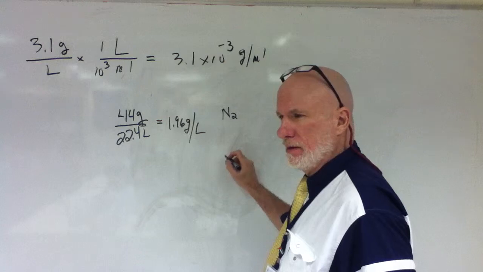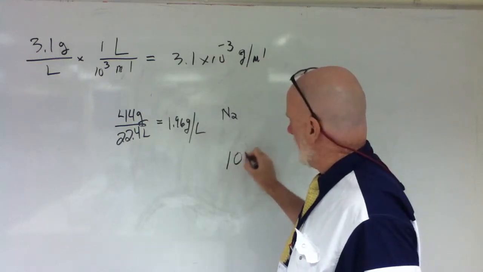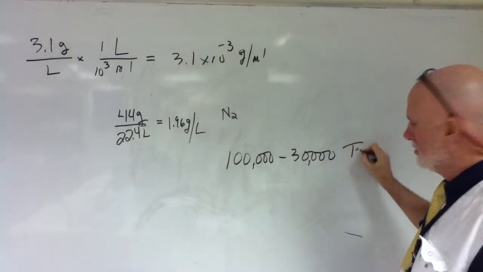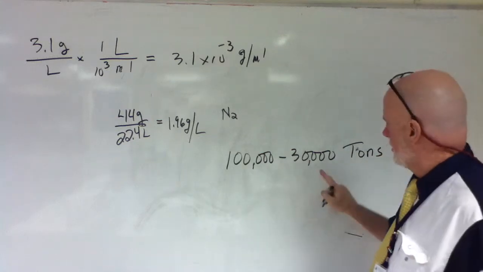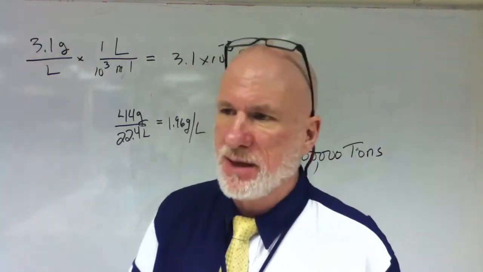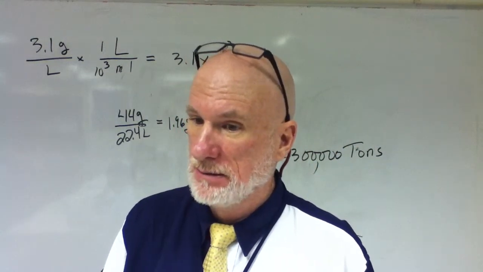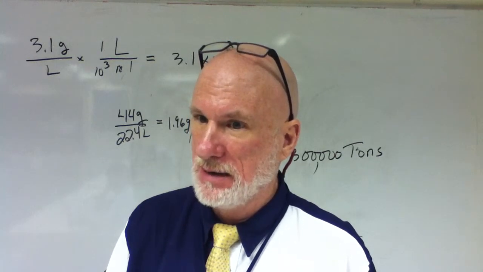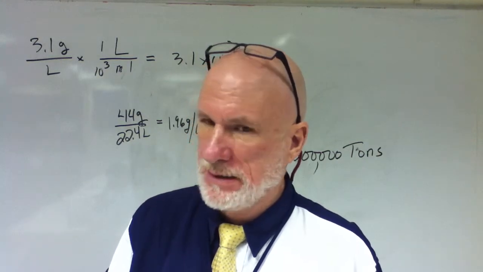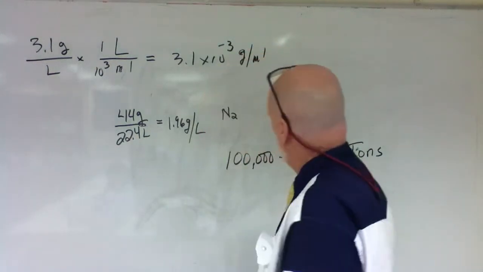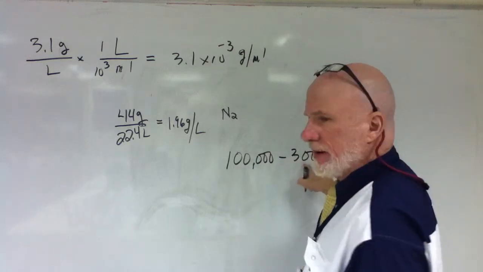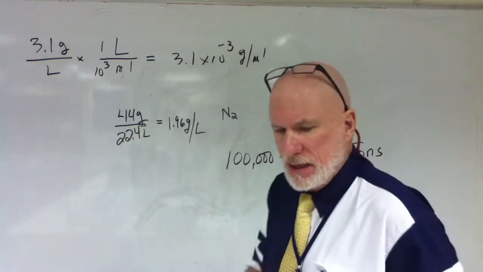So how much was it? 100,000 to 300,000 tons. You wrote 30,000, but it's 100,000 to 300,000 tons. That's a lot. Can you imagine? How many liters is that? Well, let's see. That says tons, right? So let's use the bigger one. And the question is how many liters is that?